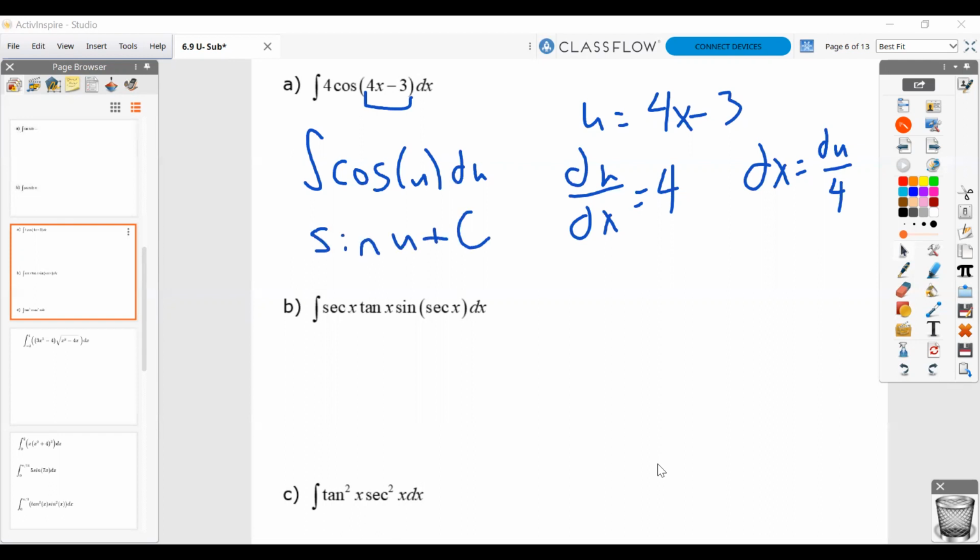The last thing we want to do is plug this back in, and this becomes sine of 4x minus 3. Notice u substitution is really good to deal with this because we have this constant, right? You technically could probably do this without u substitution just because you're trying to eliminate the 4, but understand that this is technically the correct way to do it.